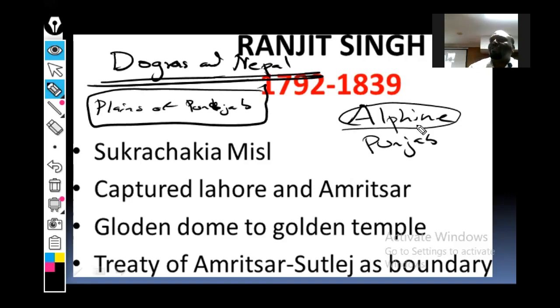You'll find coniferous vegetation. So this area, what area of India we are talking about today? Himachal Pradesh, Uttarakhand. So what is the Punjab there? Then what is beyond Himachal Pradesh and Uttarakhand? What is there? Nepal, yes or no? And after Nepal, what you find? Tibet. So you can see in this Alpine Punjab, Sansar Chand Ghatok was ruling the Dogra area.